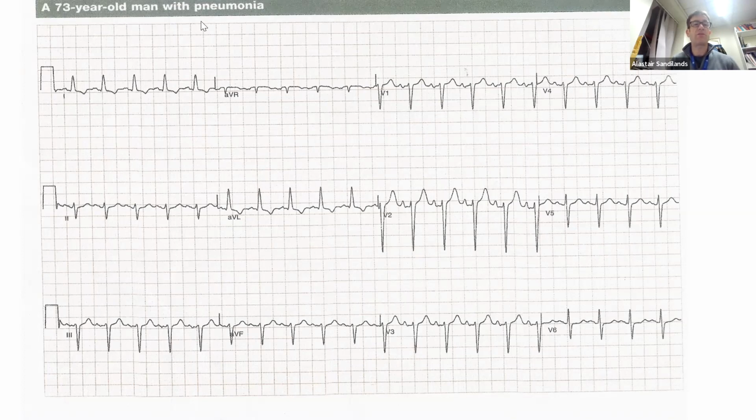But it's a 73-year-old man with pneumonia. So he's got pneumonia, and he's tachycardic because of that. Yes, there is also left axis deviation. And yes, there is also poor R wave progression till V5, but this is not left bundle branch block. It's a narrow QRS sinus tachycardia.